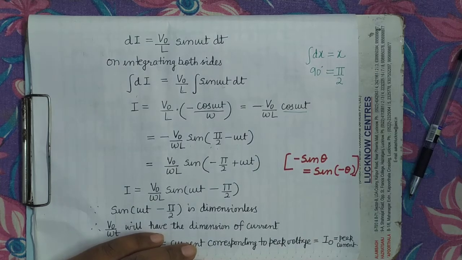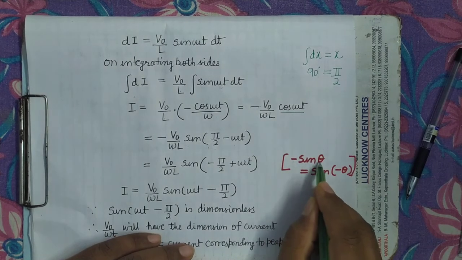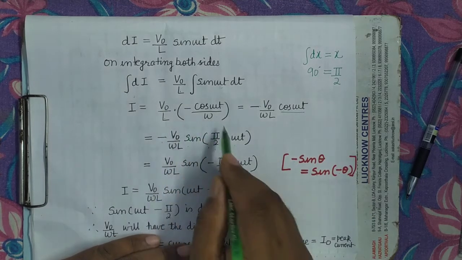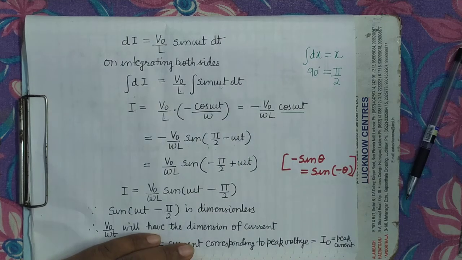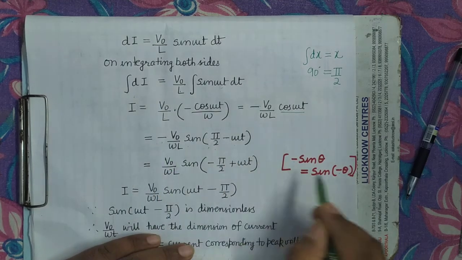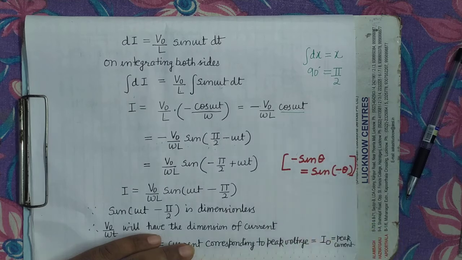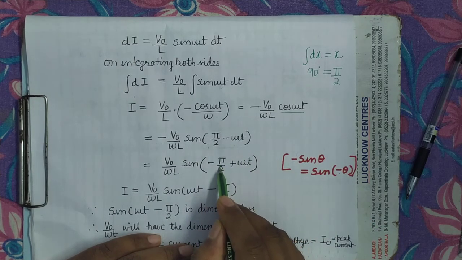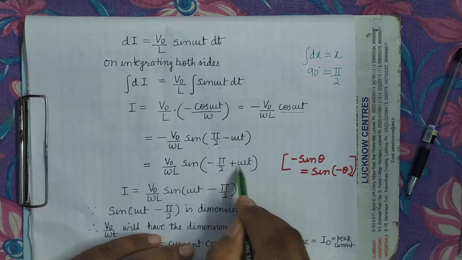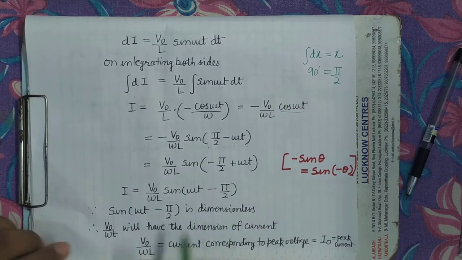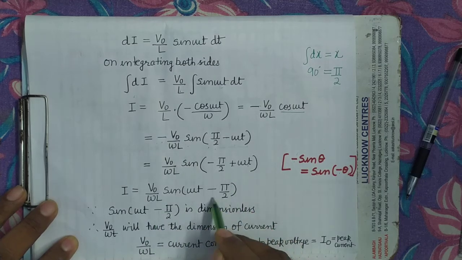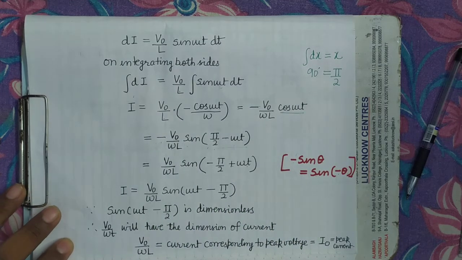Now see here, there is one formula: minus sine theta equals sine of minus theta. So this minus you associate with the angle. It's clear? This minus you associate with the angle, minus theta. So when you do the minus, it will become minus pi by 2 plus omega t. So it will become I equals V naught upon omega L sine of omega t minus pi by 2.